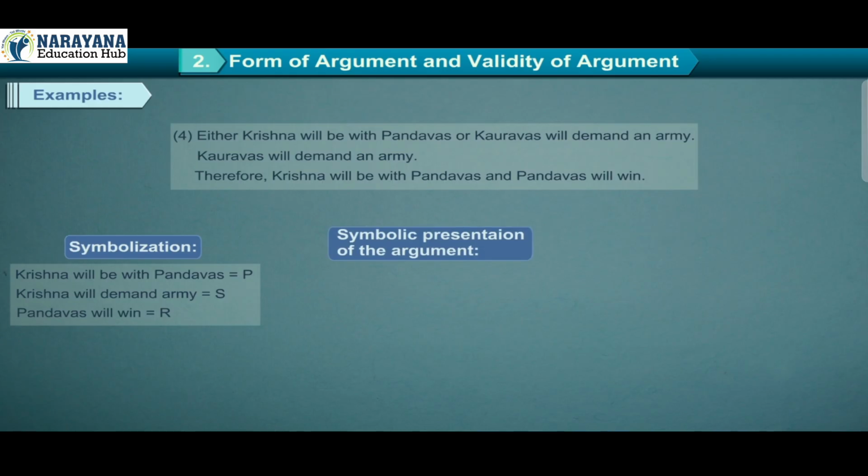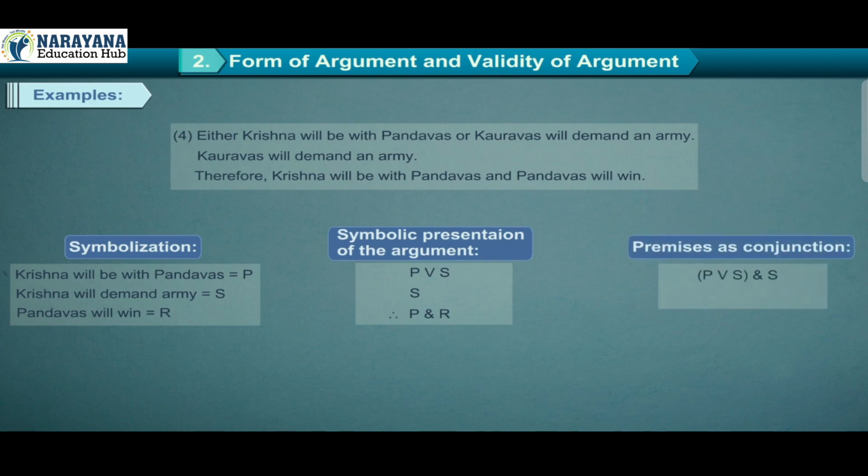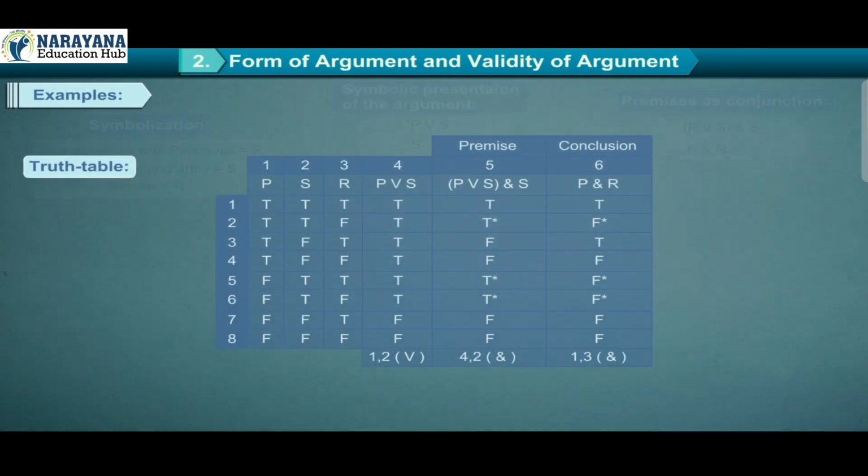Symbolic presentation of the argument. Either P or S. S. Therefore, P and R. Premises as conjunction. In bracket, either P or S, bracket over, and S. Therefore, P and R. Truth table.